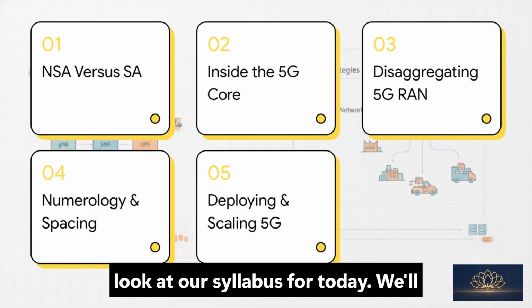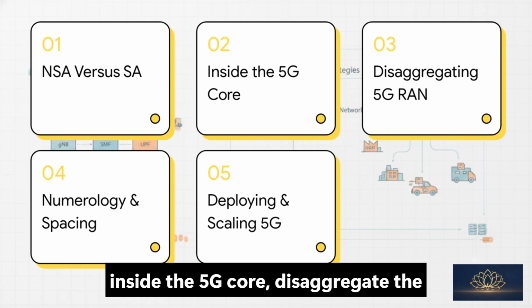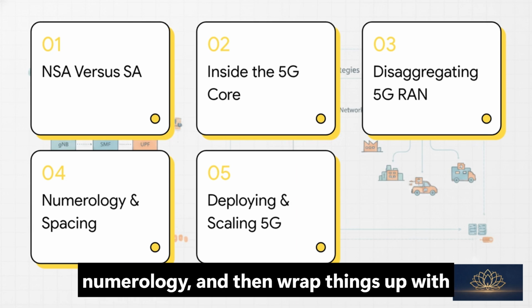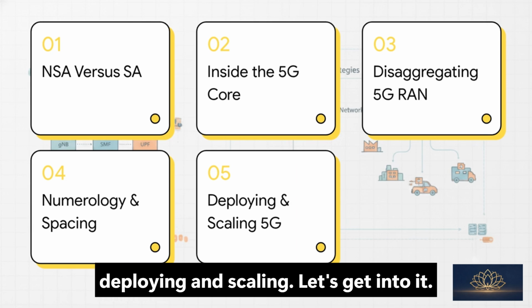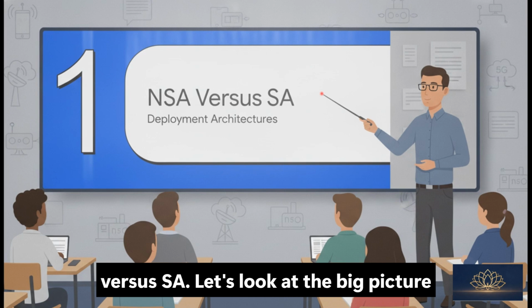Here's a quick look at our syllabus for today. We'll start with deployment architectures, move inside the 5G core, disaggregate the radio access network, look at 5G numerology, and then wrap things up with deploying and scaling. Let's get into it. All right, Part 1, Architectures, NSA versus SA.